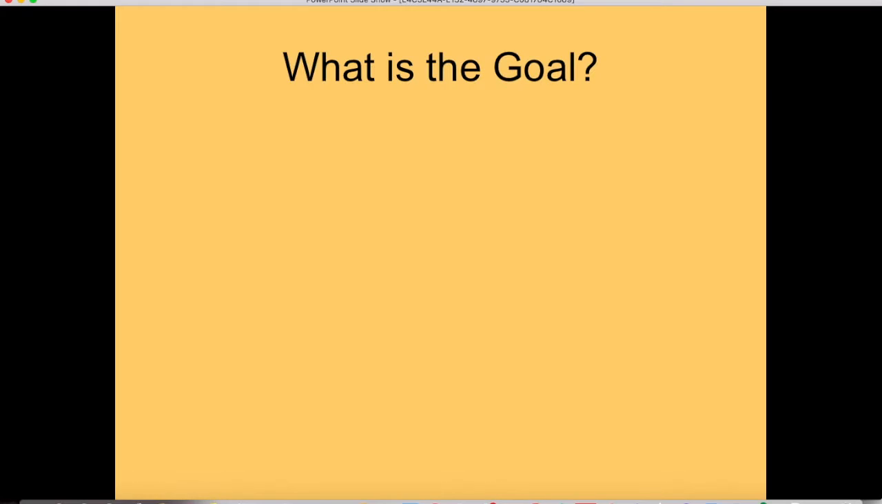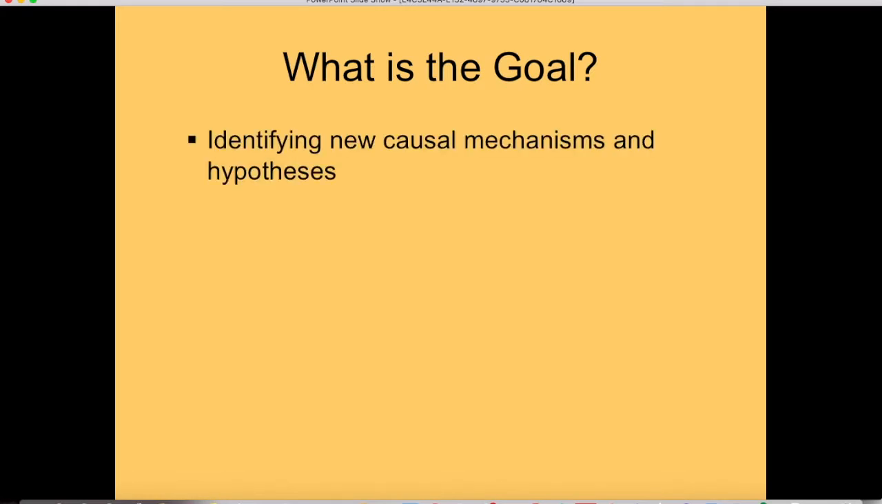We also have to ask, what's the goal of the research? Are we trying to identify new theories about causal mechanisms? If that's the goal, then we might emphasize the deviant or outlier cases. Are we trying to test established theories?